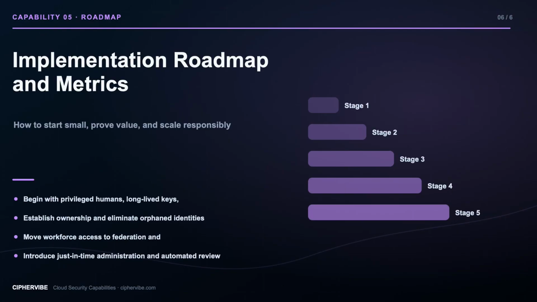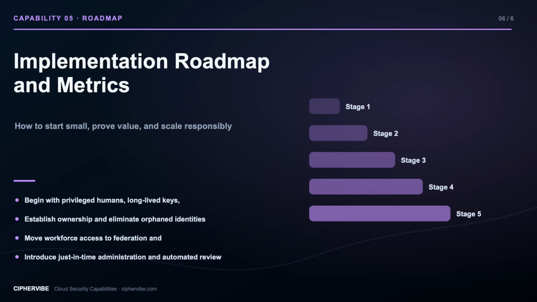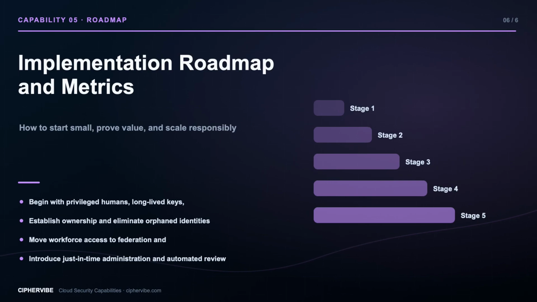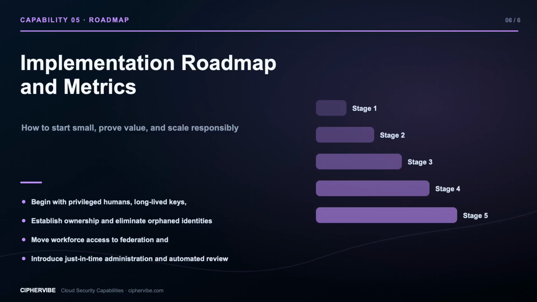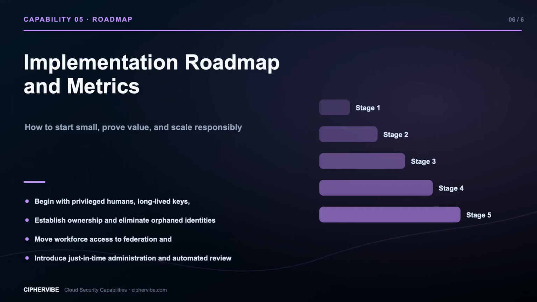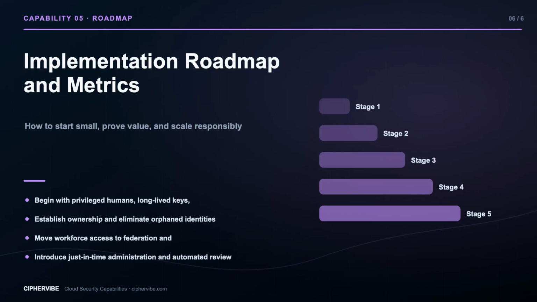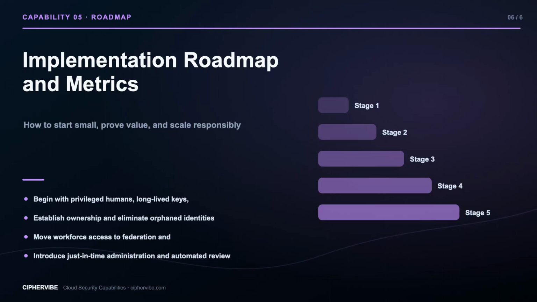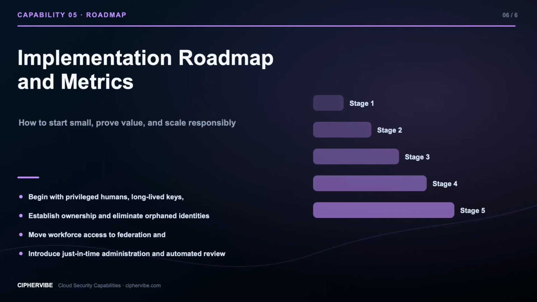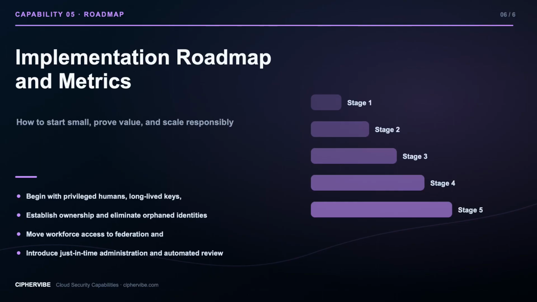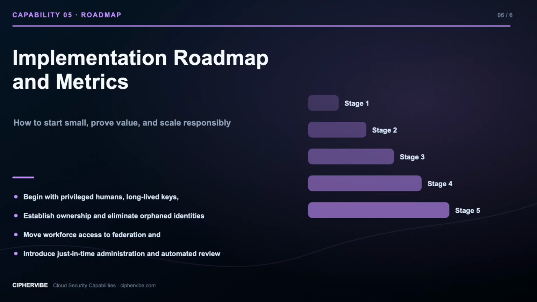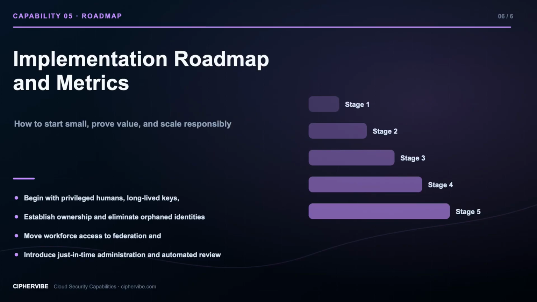First, begin with privileged humans, long-lived keys, external trust, and internet-facing production workloads. Second, establish ownership and eliminate orphaned identities before attempting broad right-sizing. Third, move workforce access to federation and workload access to short-lived identity mechanisms. Fourth, introduce just-in-time administration and automated review of privilege paths. Fifth, integrate entitlement findings with data sensitivity, attack paths, runtime evidence, and change workflows.